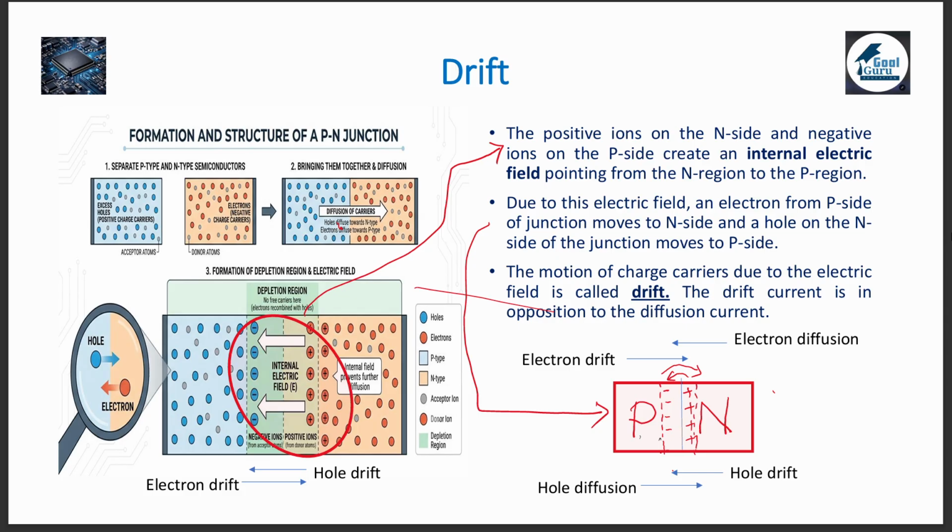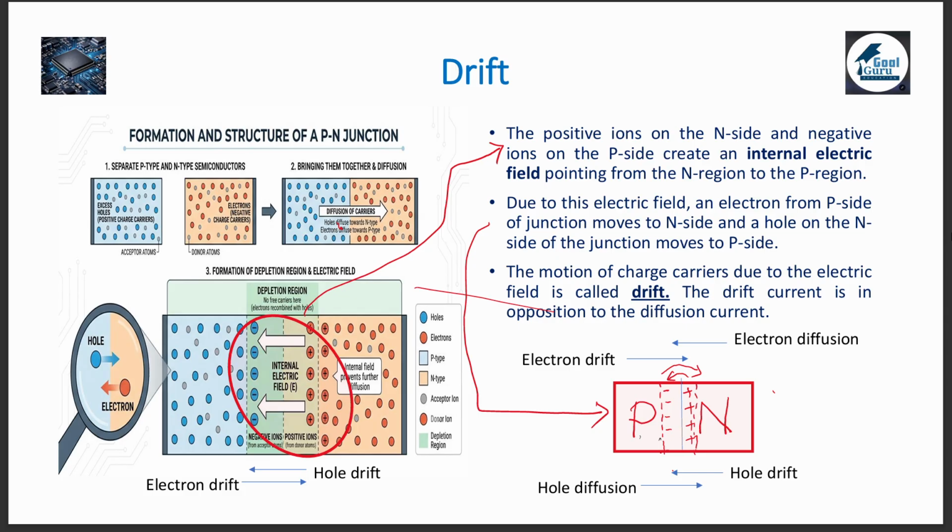Similarly, because of this electric field, a hole on the n side of the junction moves to the p side. This motion of the charge carriers due exclusively to the electric field is called drift. And the current generated because of this drift is called drift current. It is in complete opposition to the diffusion current.